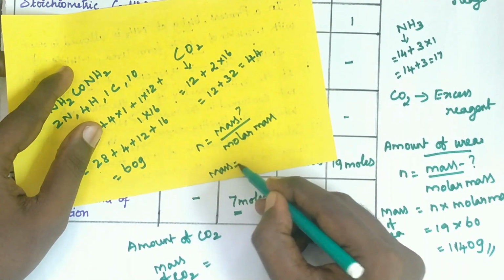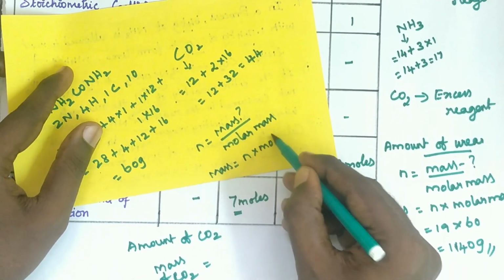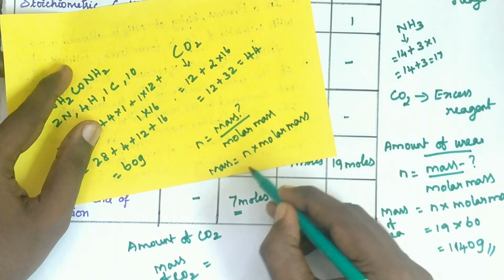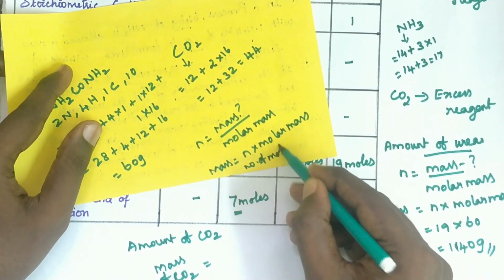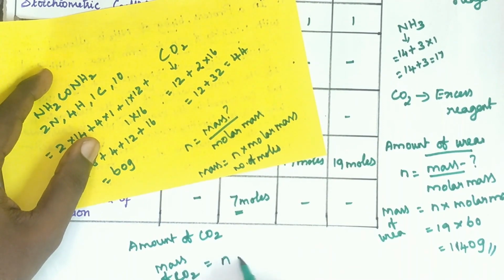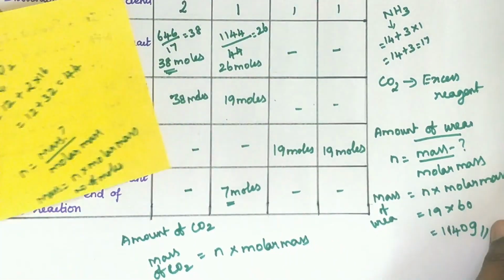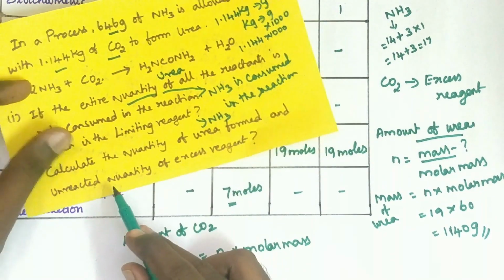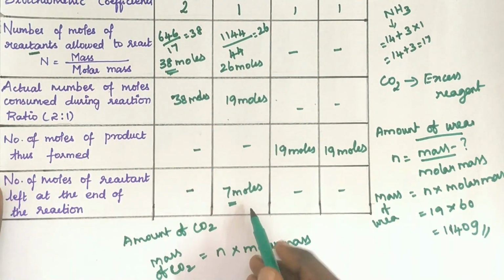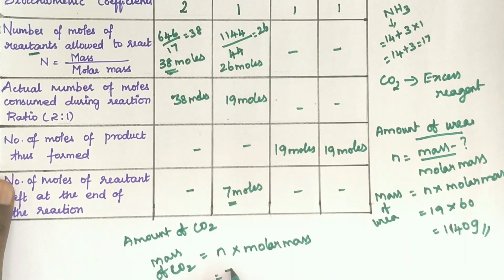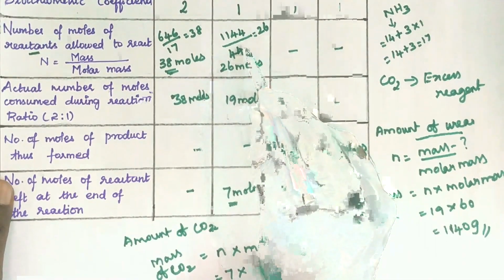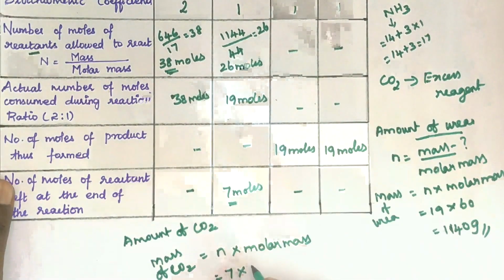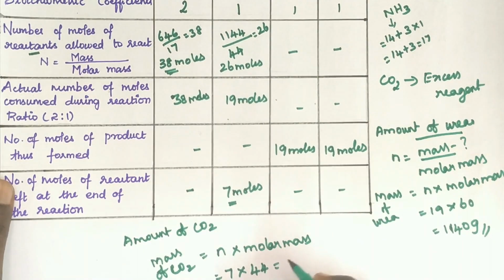Mass means you cross multiply N into molar mass, that is number of moles into molar mass. N denotes number of moles. They ask for the unreacted quantity, which means what is left. How many moles are left after the reaction? 7. So 7 into, we already know the molar mass of CO2 is 44. So 7 into 44, on multiplying we get 308 grams.